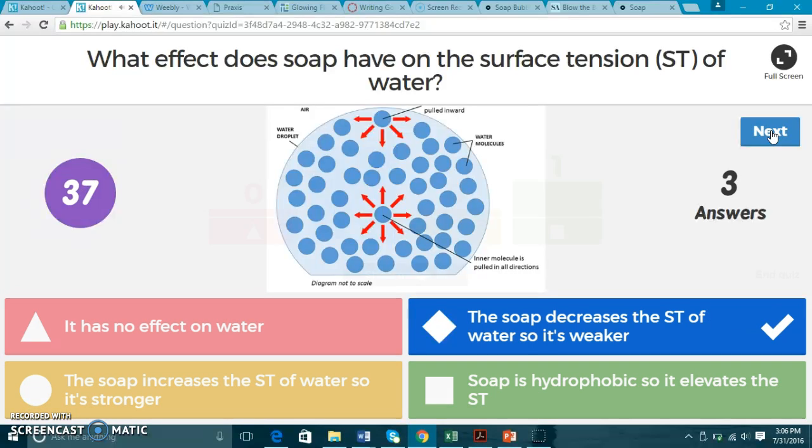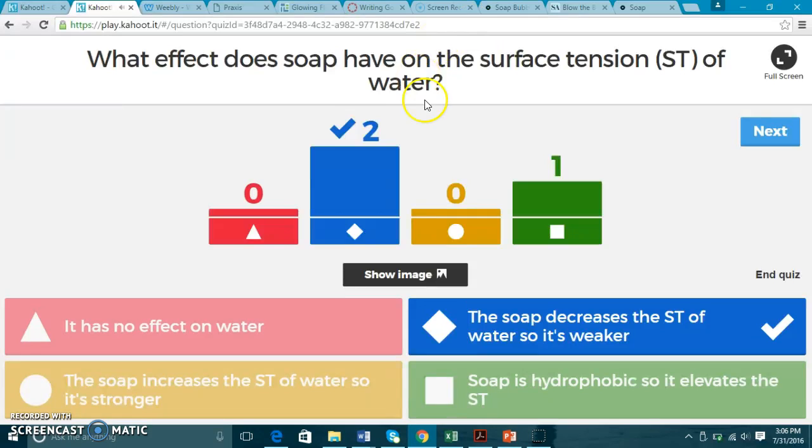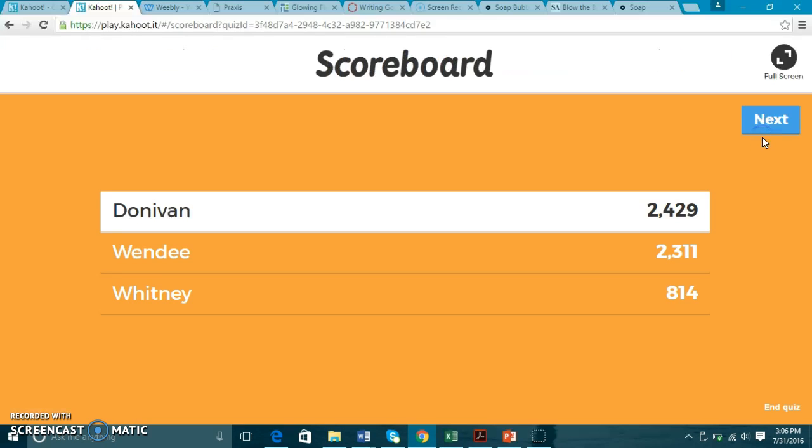So we all answered. You can see 2 people got it correct and 1 got it incorrect. And on the individual devices, each student can see whether they got it correct or incorrect immediately, so they don't have to guess how well they're doing. Let's move on to the leaderboard.